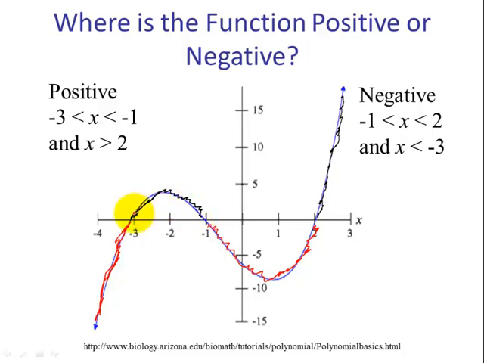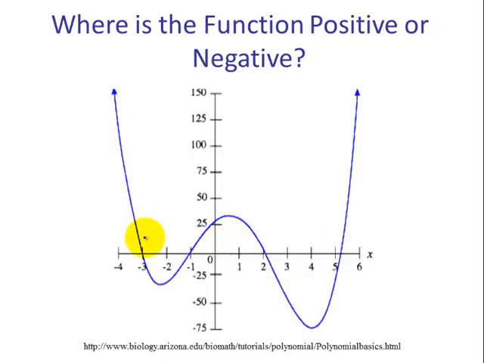Now we don't have equal signs here because when x is 2, y is 0. When x is -1, y is 0. And when x is -3, y is 0. So these are the x-intercepts, but 0 is neither positive nor negative.